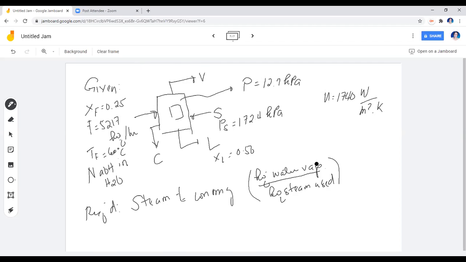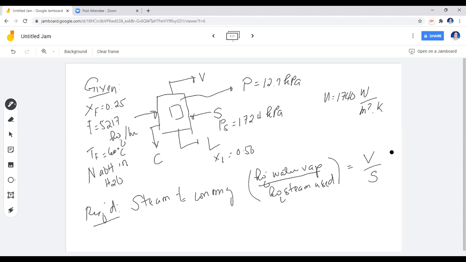Kilogram water vaporized over kilogram steam used. If translated into variables that are appearing in our schematic diagram, that would be what? Anyone? V over S, Miss. Very good. So that would be V over S. The water vaporized is represented as V, and the kilogram of steam used is represented as S. So our steam economy is V over S.